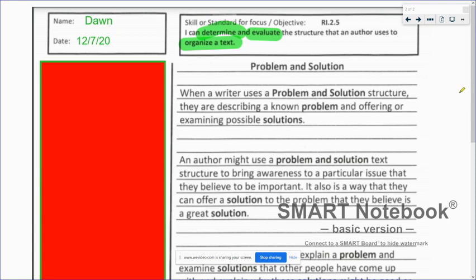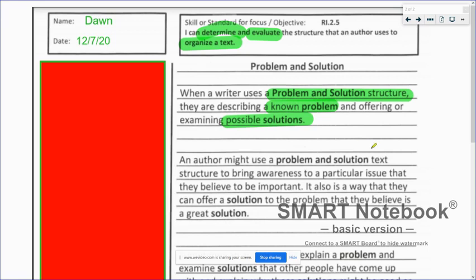And one way that authors will organize their writing is sometimes problem and solution. When a writer uses a problem and solution structure, they are describing a known problem and offering or examining possible solutions. Problem and solution is already bold, but I'm going to highlight it along with structure. They are describing a known problem and offering, examining possible solutions. So known problem, and let's do possible solutions.